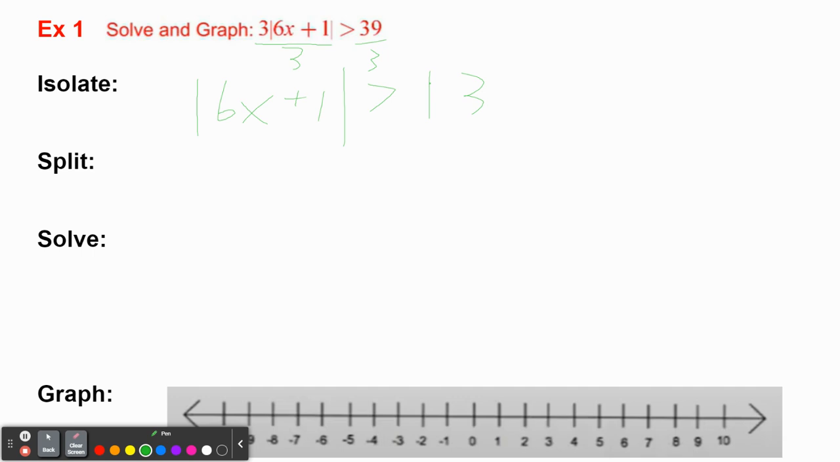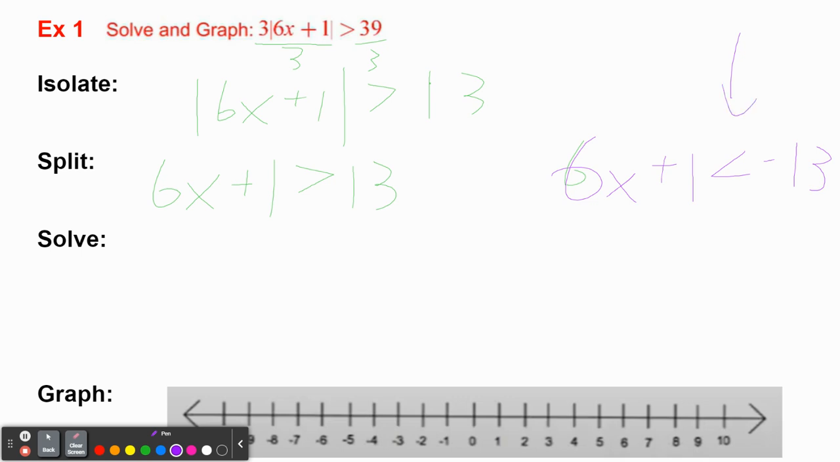Now we want to split it. We want to keep 1 as positive. 6x plus 1 is greater than 13. And on the other side, we are going to do our magical thing. I'll pick a different color here. 6x plus 1 is less than negative 13. We have to flip that inequality for the negative result.